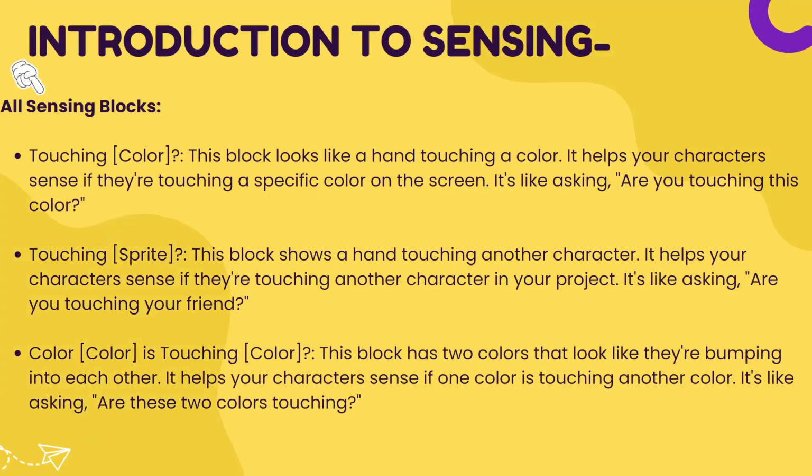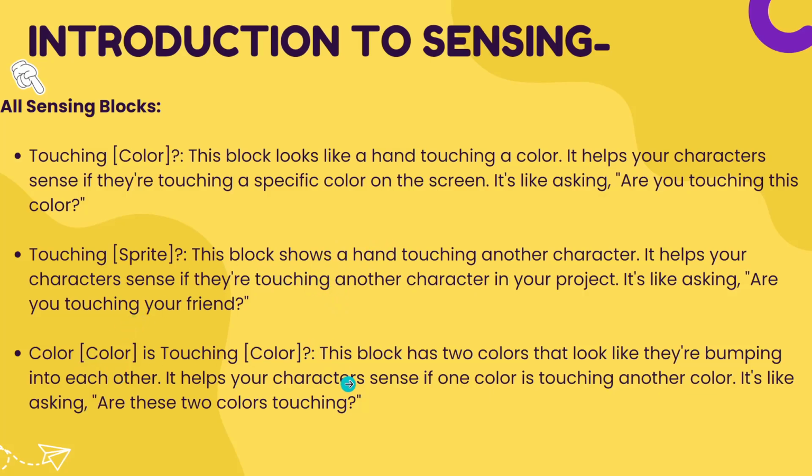What are the different sensing blocks? First is touching color. In touching color, your sprite is able to identify a certain color. You instruct your sprite that if you touch red color, do this particular thing. So if it is sensing the red color, it is going to make something happen. Then we have touching sprite. So you can say if you touch apple, then jump. So it means it's sensing touch of apple.